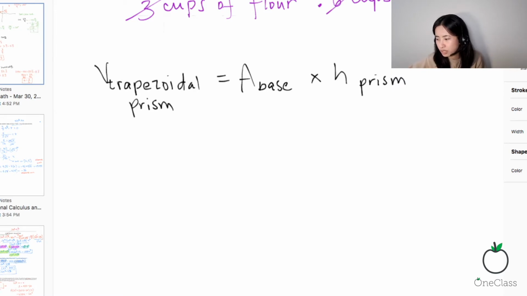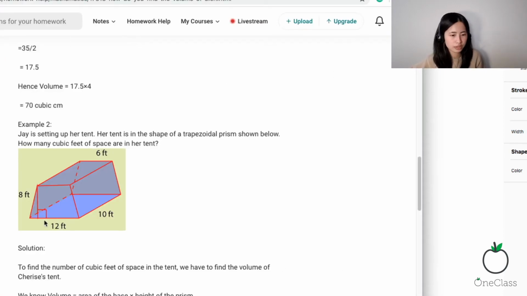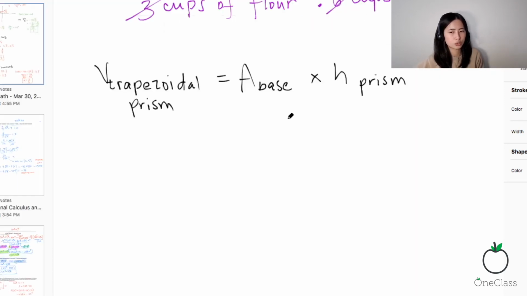So when you go back to this, if you're looking at this trapezoid itself, it still has a height, which is 8, right? But if you're looking at the prism, when you flip this up, you would get 10 as the height of the prism, right? So those are two different heights. Great. So once we have that, let's find the area of the base first.